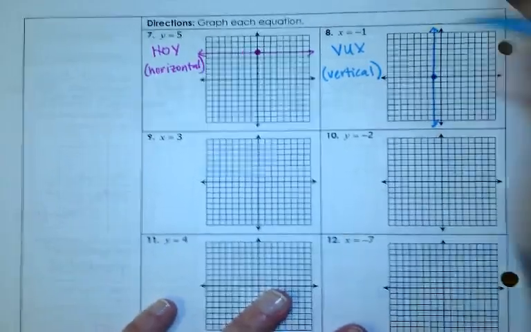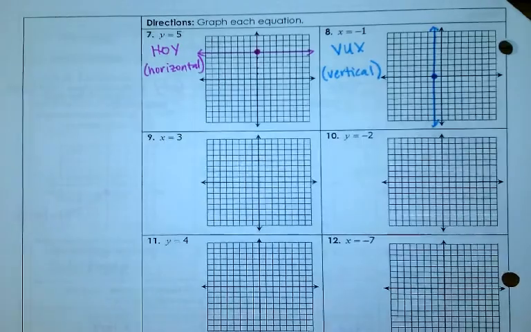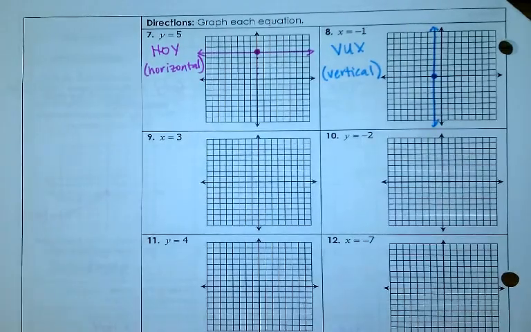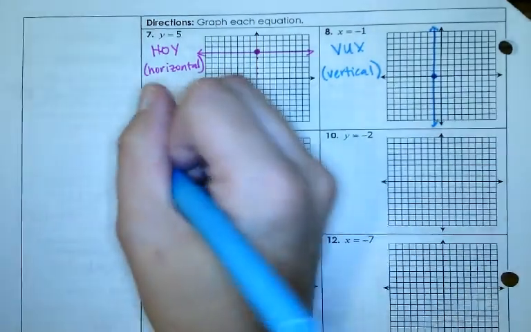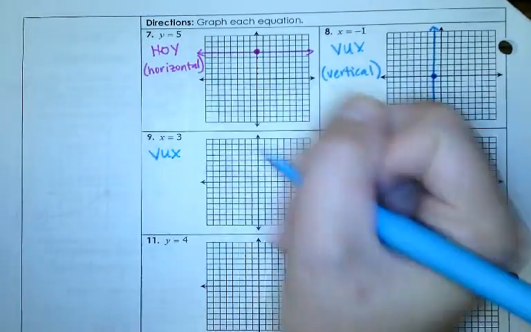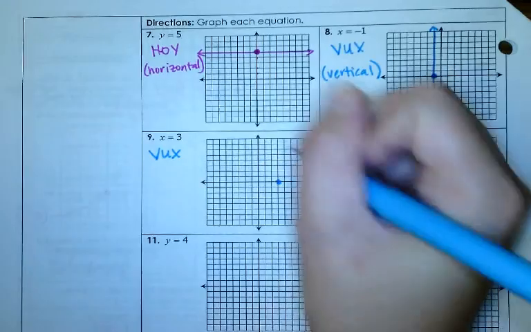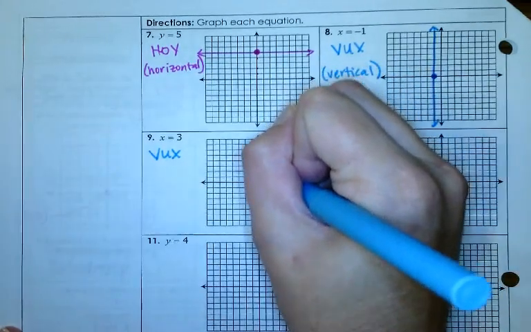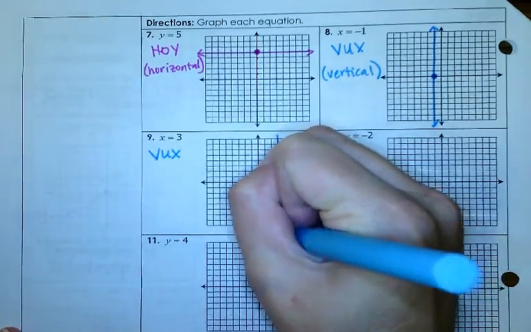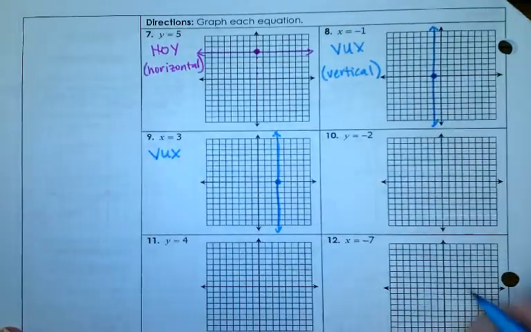I want you to practice identifying if it is a VUX or a HOY. And then I want you guys to go ahead and graph those lines. Okay? I just did both my vertical ones first.